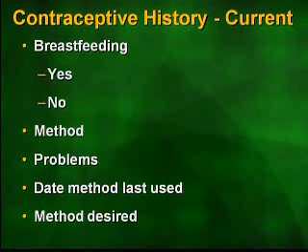Okay, we want to find out if they're having any problems with the method, the date it was last used, and then what method they desire. And one of the things I see a lot is like Depo to Implanon is method desired. So we're going to start with that. Okay, so sexual history, move on to that.